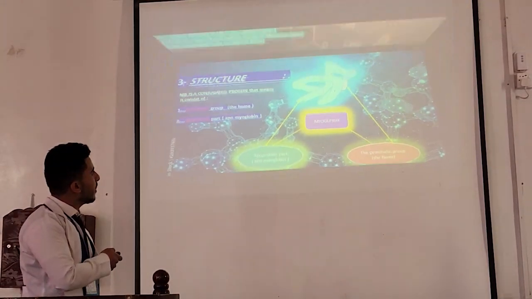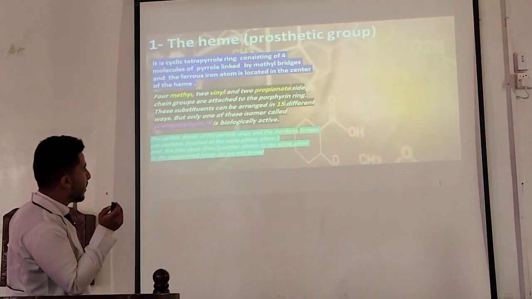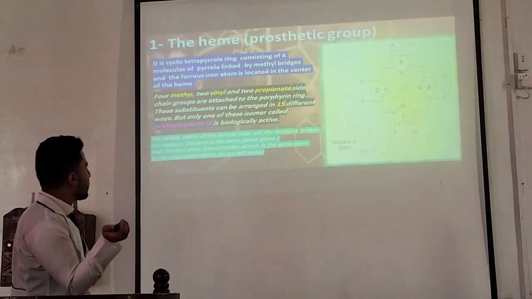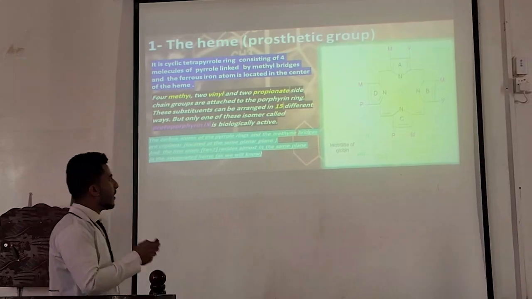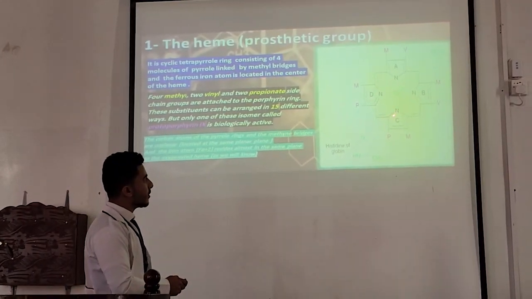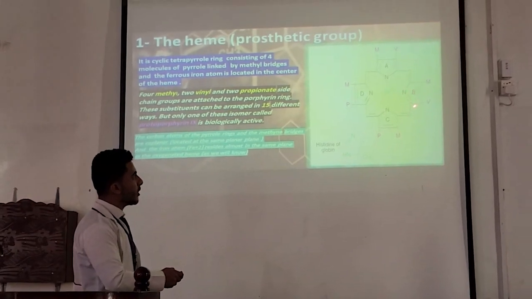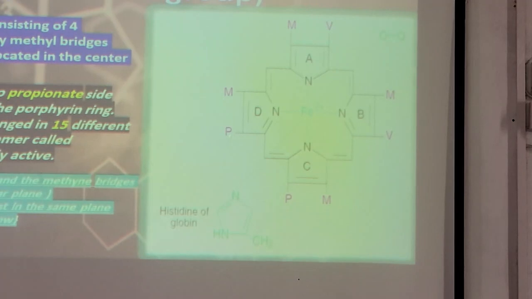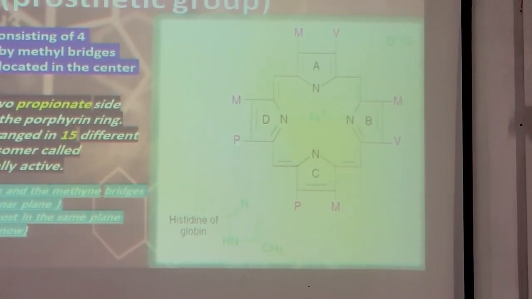It is the heme, the non-protein part. The heme, or the prosthetic group, has been explained by my classmate Omar al-Hasani, but I want to tell you another thing: all the carbon atoms of the pyrrole rings and the methene bridges are located in the same planar plane because they are sp2 hybridized. So they're located in the same planar plane.